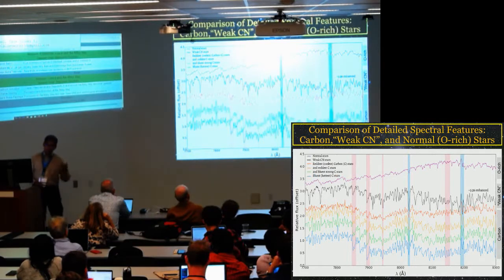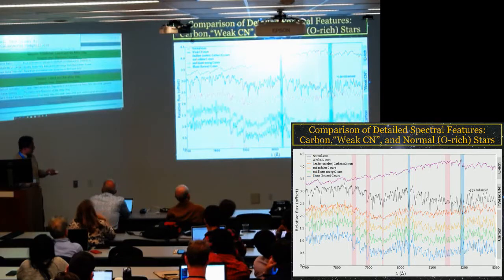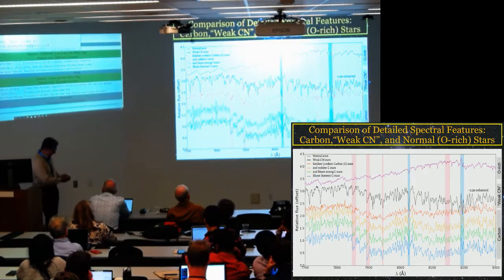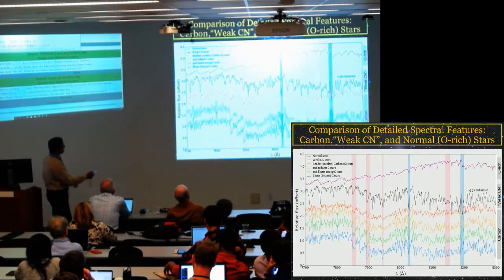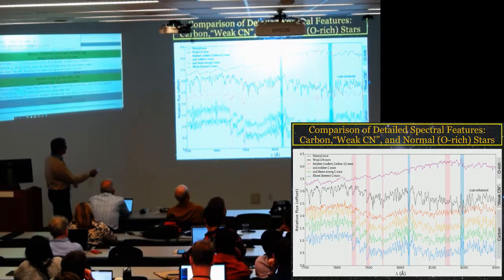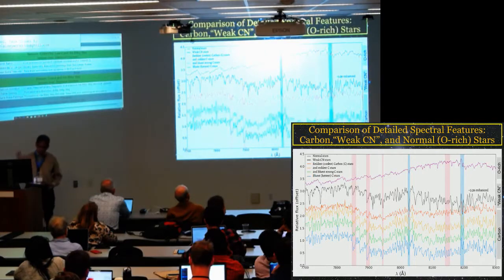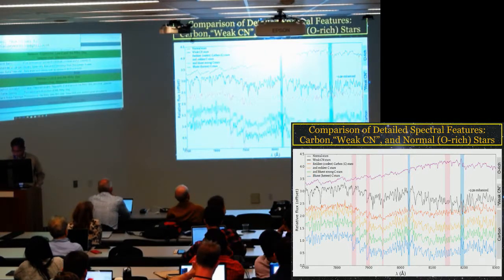This is what we're throwing at the Padova group. They're going to model this for us, hopefully sometime in the next decade. But ordinary stars, oxygen-rich stars, look nothing like that. There are some features in common. Those are what's in blue. But everything in pink is things that are not seen in oxygen-rich stars but are seen in carbon stars.